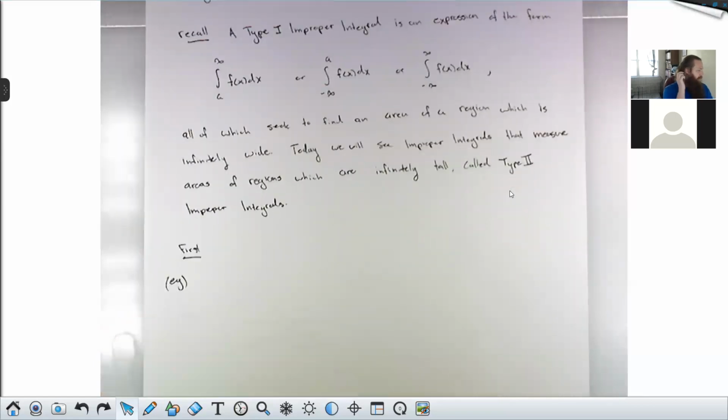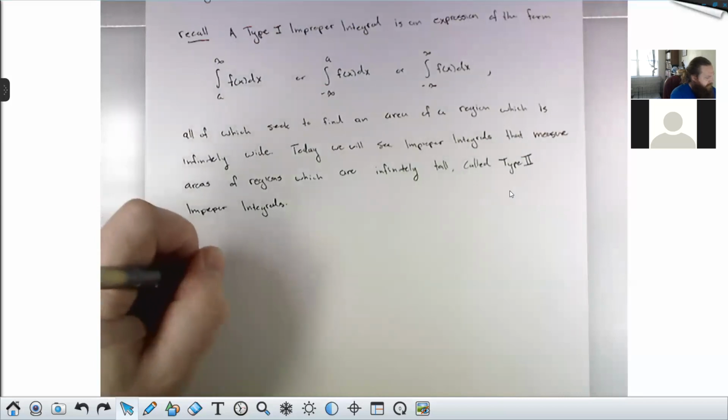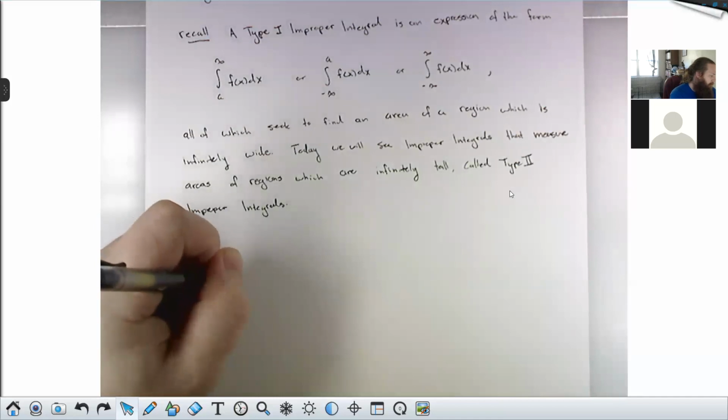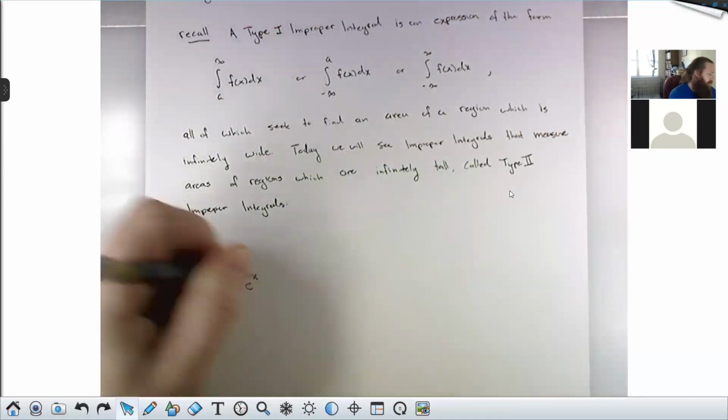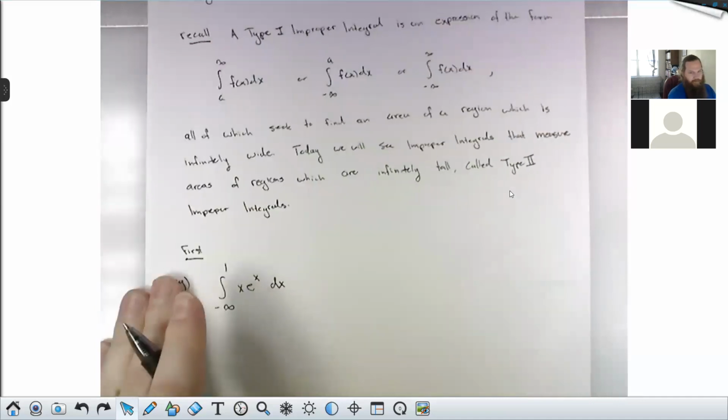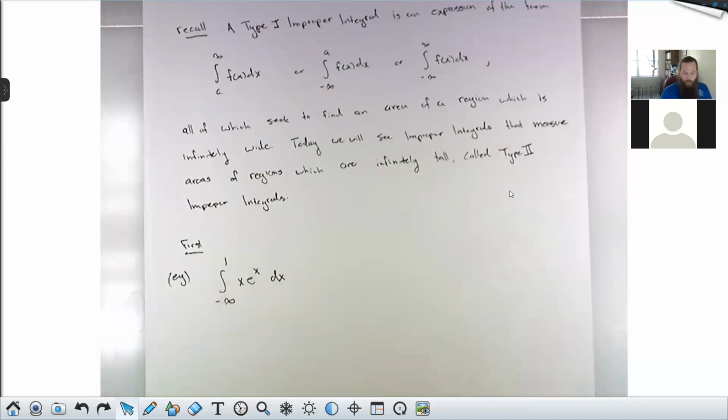Something where we're integrating from -infinity up to a. So let's do the integral from -infinity up to 1 of x e to the x dx. All right, so based on what we did Wednesday, does anybody have a guess as to how I should get started with such an integral? If this was the integral from 1 to positive infinity, how would I get started?